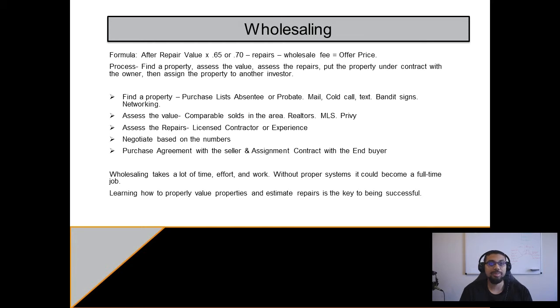Next, we're going to assess the repairs. If you don't have experience in trade or construction, you should get with a licensed contractor and ask them to come and tell you how much the repairs are going to be for the property. How much will it take for me to get this property to this comparable? You might pull a listing that was recently sold and say, this house has everything that I'm thinking about, or that would be good for an end buyer to put in their house when they renovate it. So tell me how much it would cost.